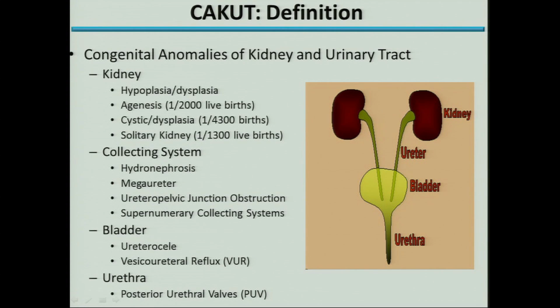Abnormalities in the collecting system, shown here, can range from hydronephrosis, megaureter, UPJO or ureteropelvic junction obstruction, and supernumerary collecting systems. And abnormalities in the bladder can be composed of ureteroceles and vesicoureteral reflux, also known as VUR. And then some people also incorporate disorders in the urethra, notably posterior urethral valves or PUV, under this heading of CAKUT.